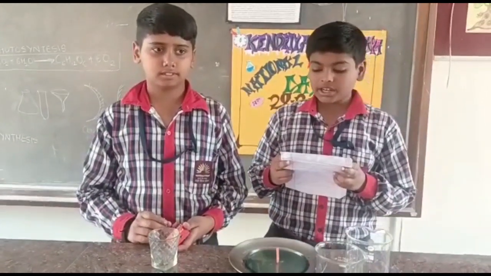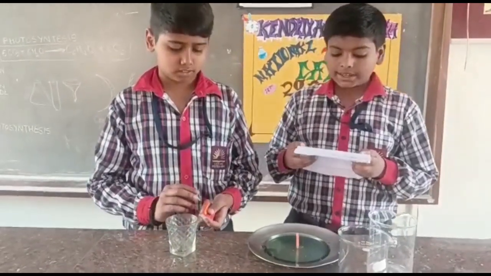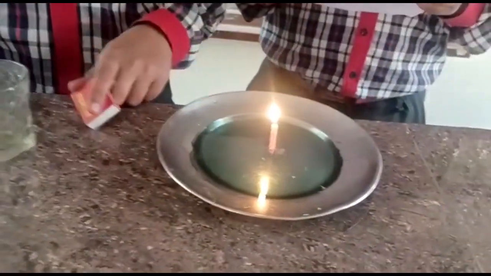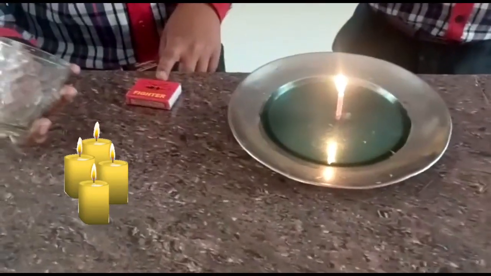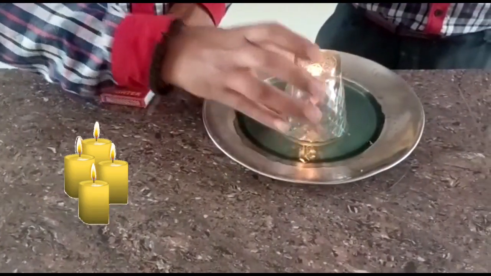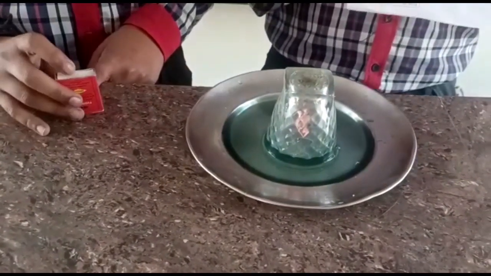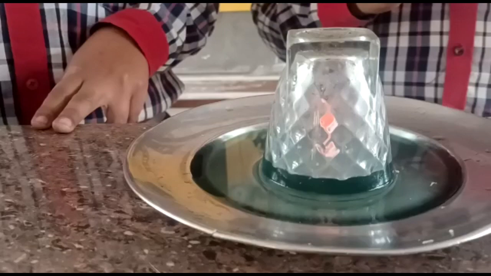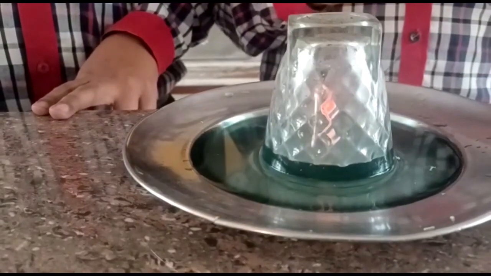My friend Mohanish Kumar and I do an activity which shows that air supports burning. Procedure: take a burning candle, place it on a plate, fill the plate with water, put a glass over it. After some time, the candle will extinguish. Water will rise up to 1/5 of the glass. Approximately 20% water will rise up in the glass. It shows that air supports burning.